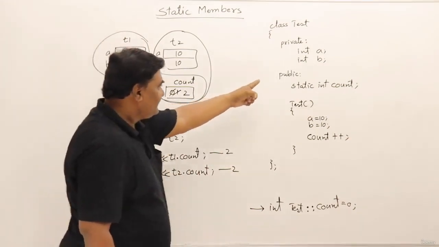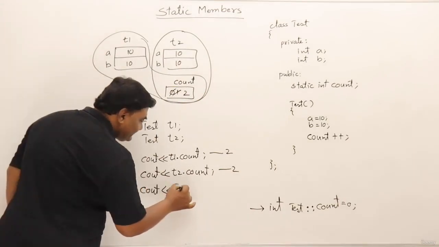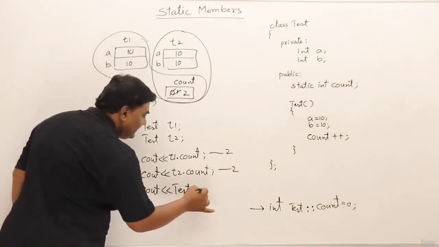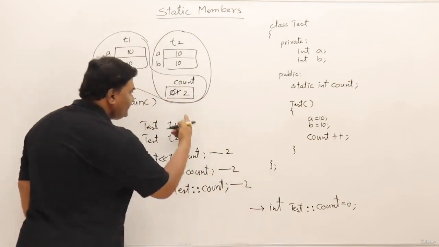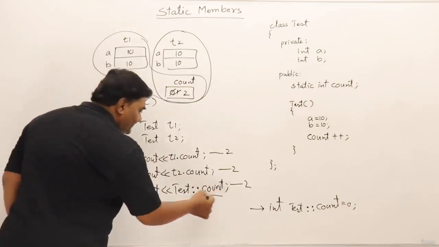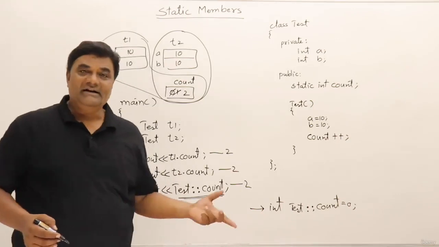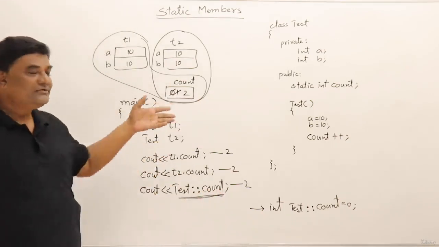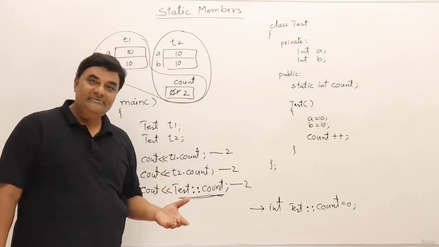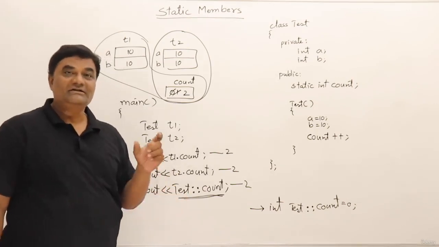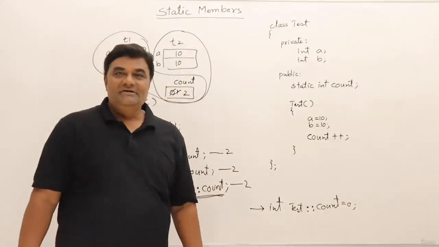As that is public, even I can say cout Test scope resolution count. So we learn one more thing now. Again, the value is 2 only. So the static data members can be accessed using an object, or they can also be accessed using the class name. If they are public, you can directly access them using the class name. They can be accessed using the object name, as well as upon the class. So they actually belong to a class. So that's all about static data members.